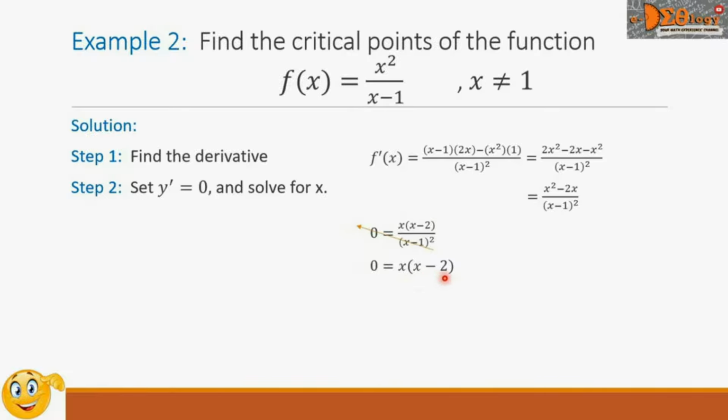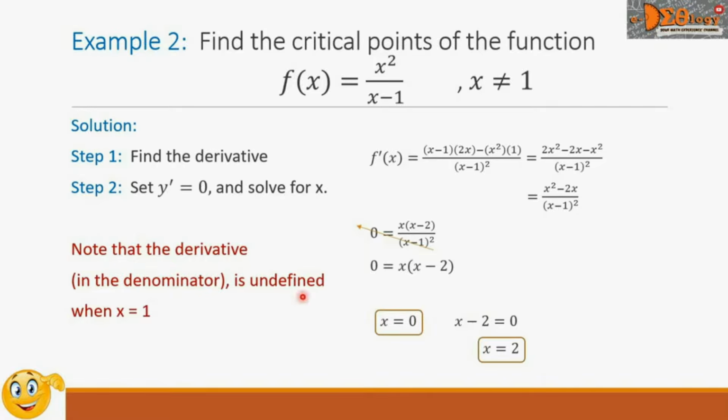Now, let us equate each of the factors to 0. So we have x equals 0 and x minus 2 equals 0. We found the first value of x. This is the first critical point, x equals 0. And for the second critical point, we transpose this negative 2 to the right side. We have now x is equal to 2. This is another critical point. So in here, we have 2 critical points.